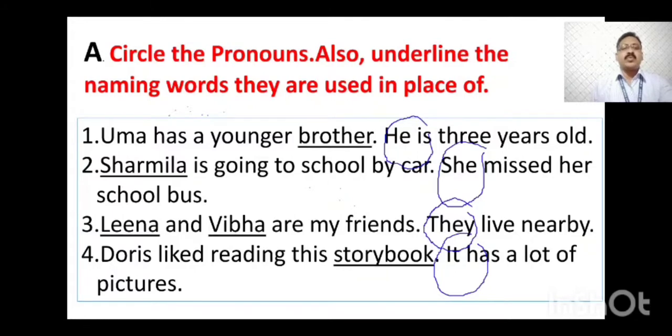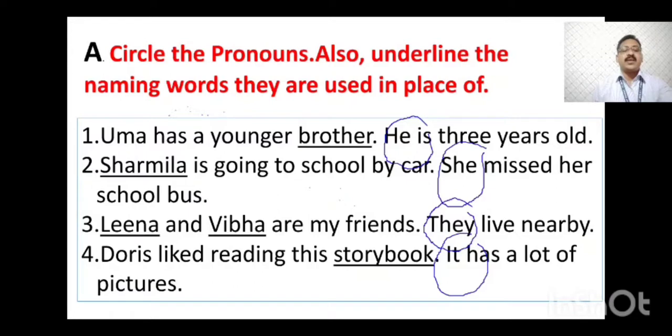Next question 2. Sarmila is going to school by car. She missed her school bus. You can see Sarmila is a girl. It is a noun. For that noun Sarmila, she is written. She is the pronoun and it is also circled. And for which noun is she written? For Sarmila. Sarmila is a girl, so she is written. Question number 3. Lina and Viva are my friends.